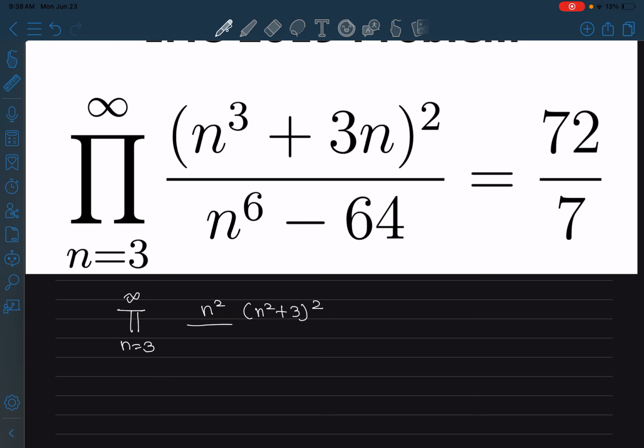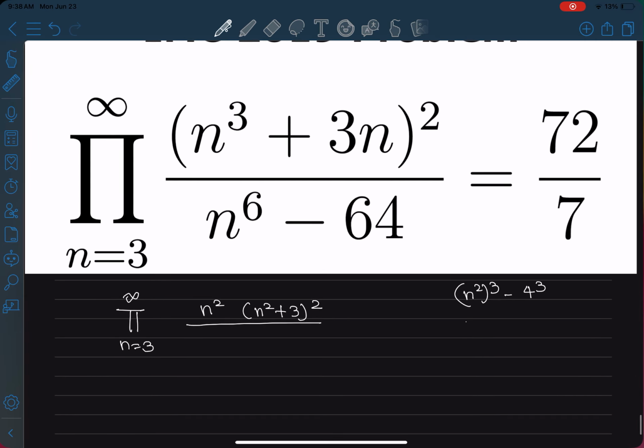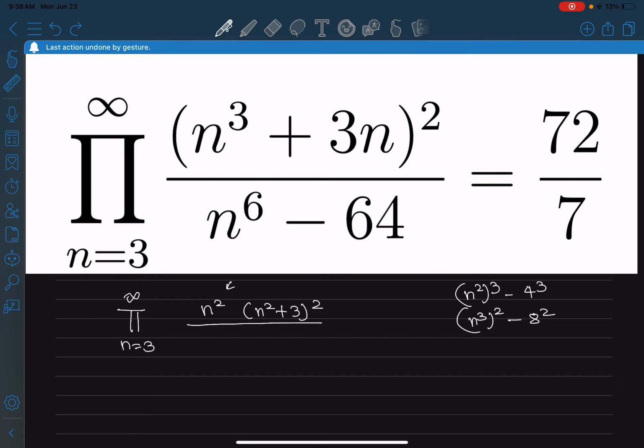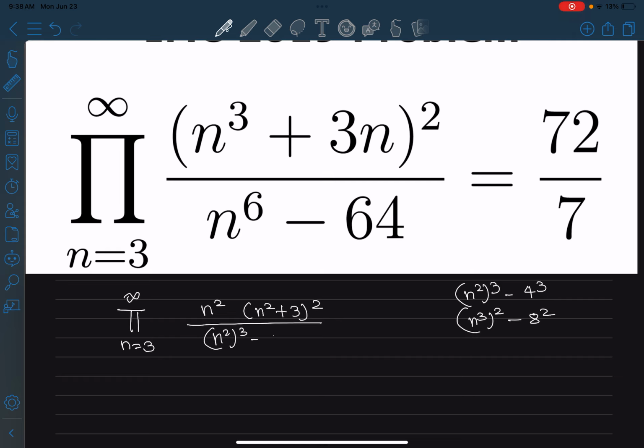Over here in the denominator, you actually have two options to factorize. You can either do it like n square cube minus 4 cube, or you can also do n cube square minus 8 square. But in the numerator, there are these 2 degree and 4 degree expressions, so to have a similar expression, we'll use this first one. So, okay, n square cube minus 4 cube.